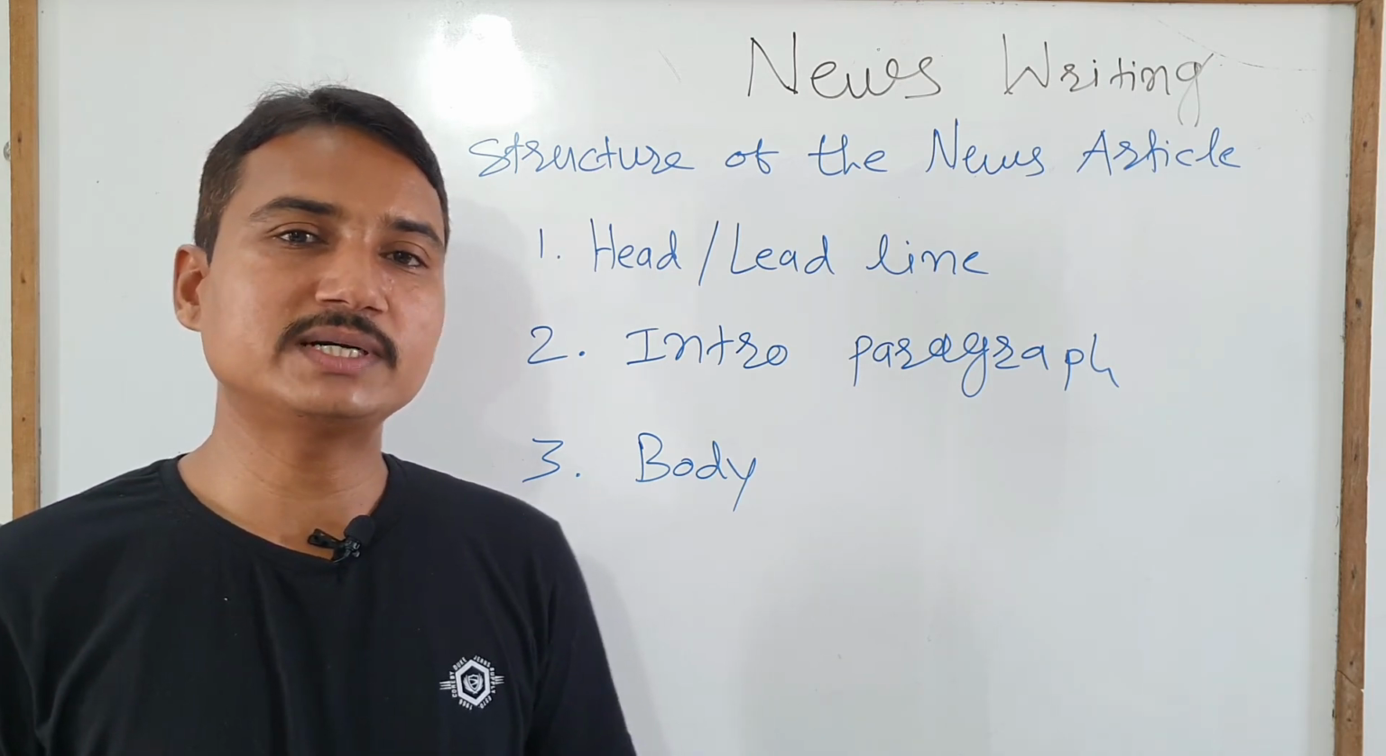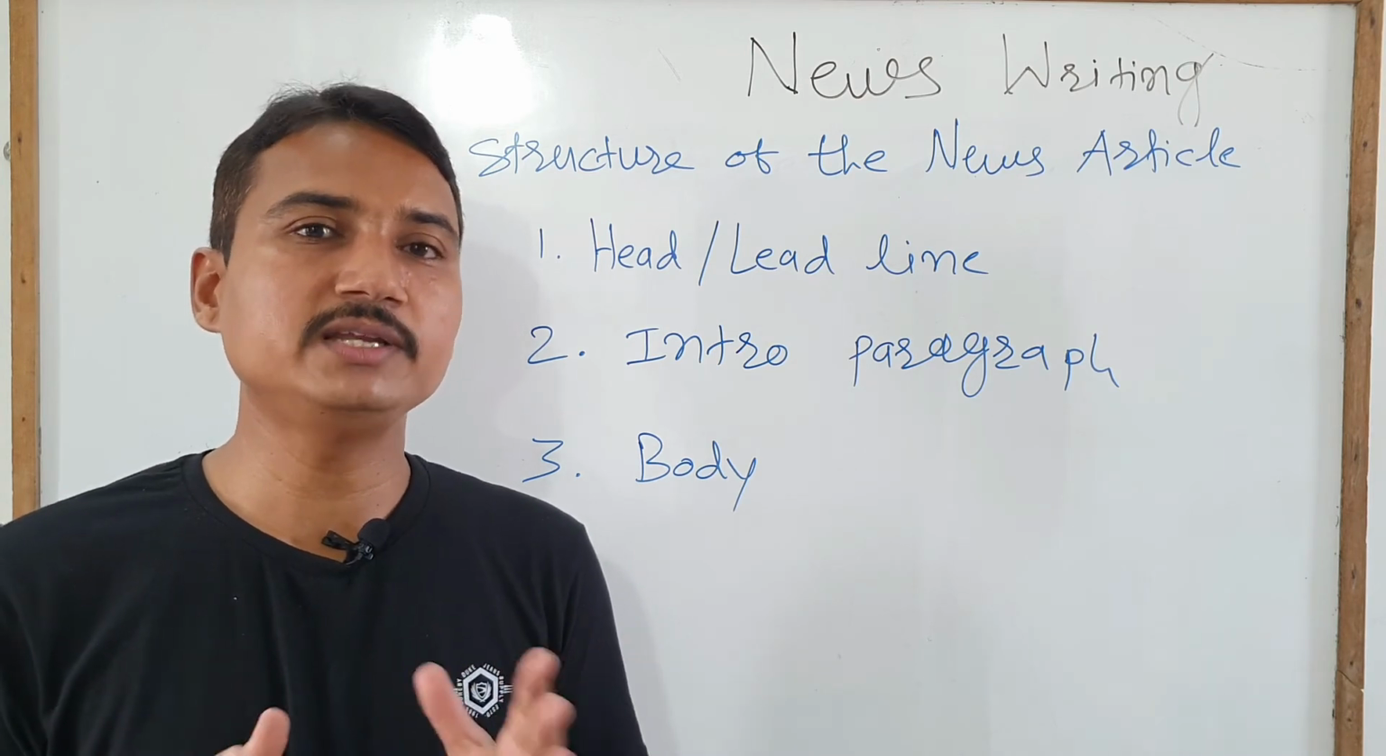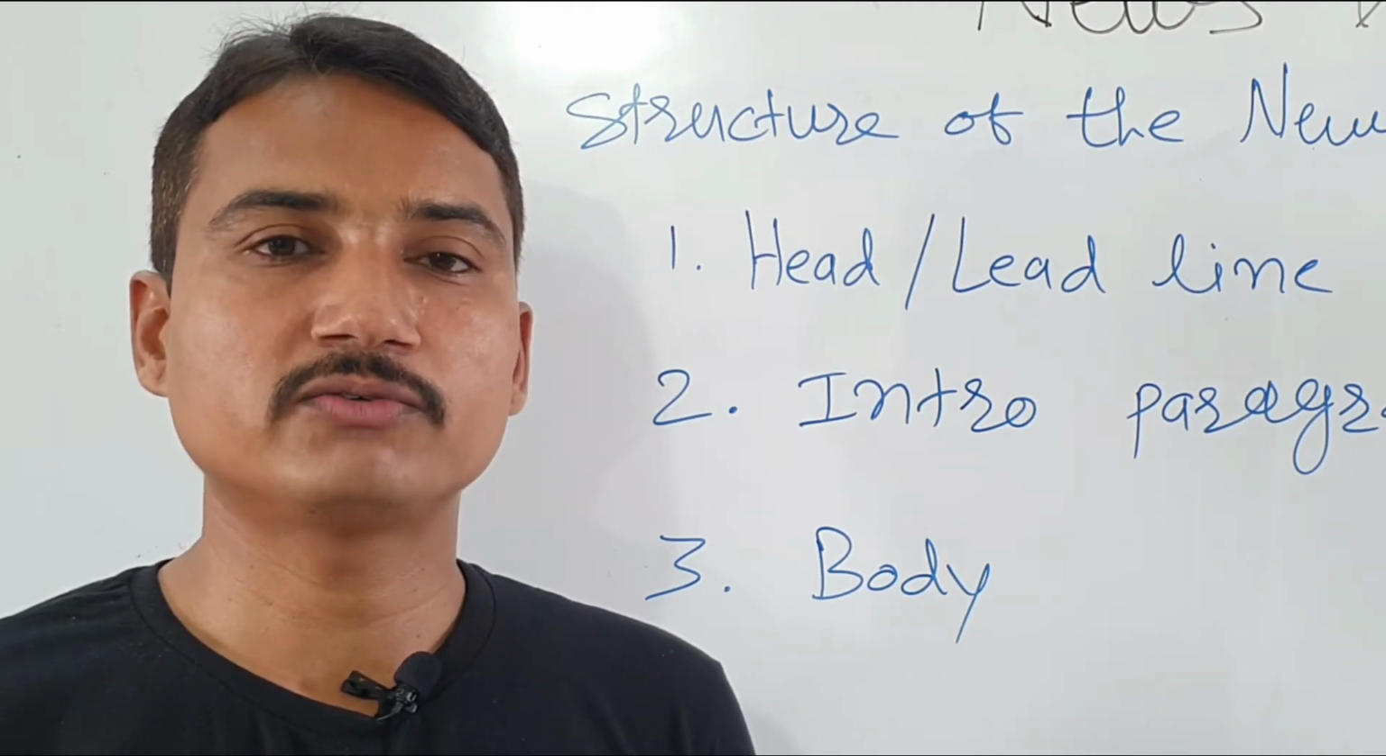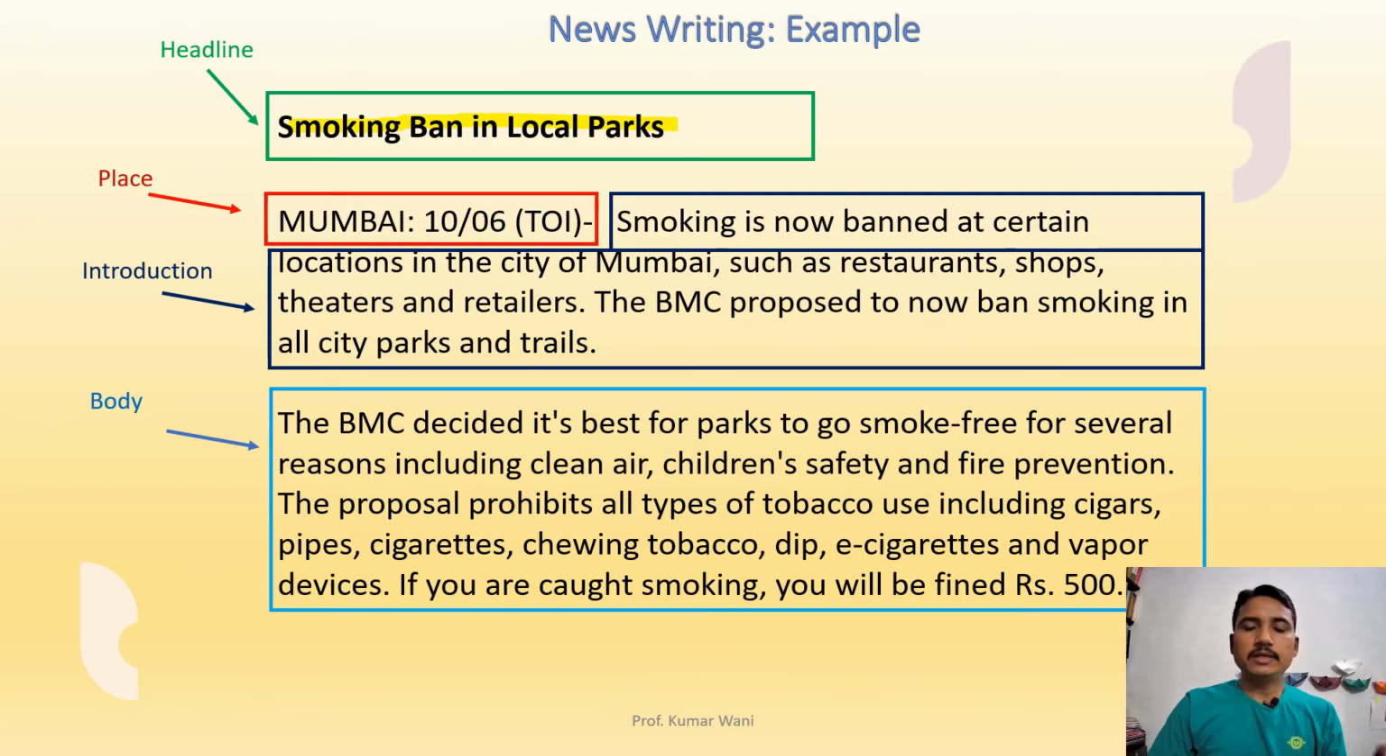Now let us try to understand these three sections of any news article with an example, and you will have a better understanding of a news article. Here we have a news article as an example to understand the structure of news writing. As I have told you already, there are three main elements of a news item: heading or headline, second element is intro paragraph, and third element is body of the news. I have randomly selected this news piece as an example to illustrate the elements of news writing.